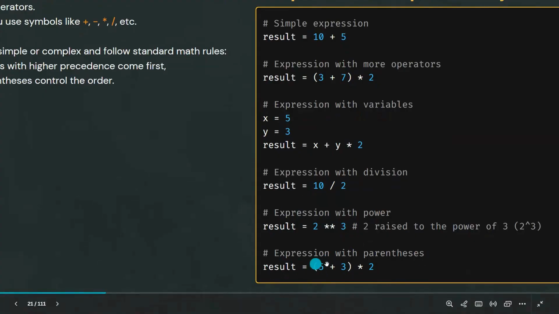So here, expression with parenthesis is nothing but, whenever you give parenthesis, like we did here, the priority changes. So instead of giving priority to the multiplication, we can give priority to the addition. So that is what it meant. That's why I gave one more example for explaining the expression with parentheses. Okay.